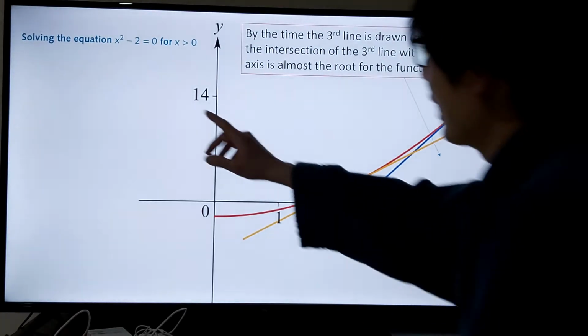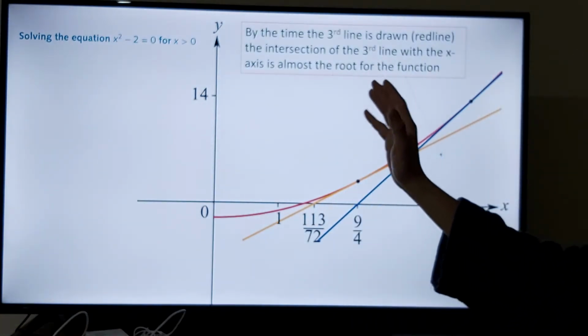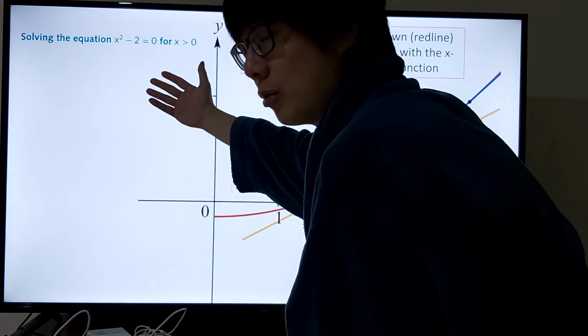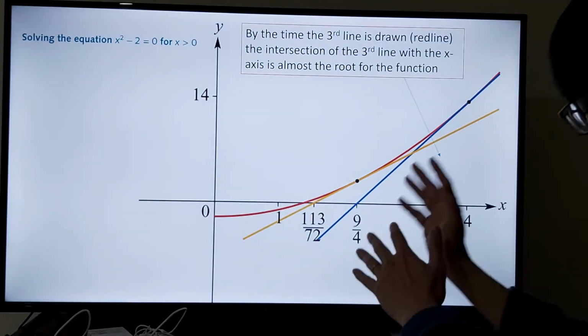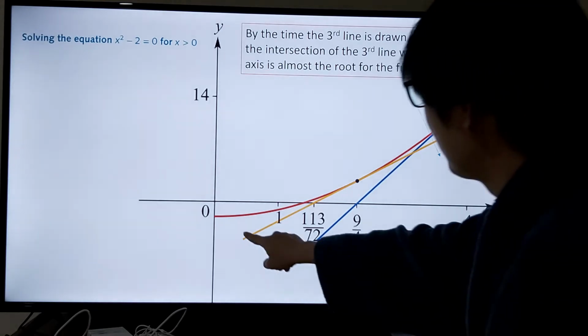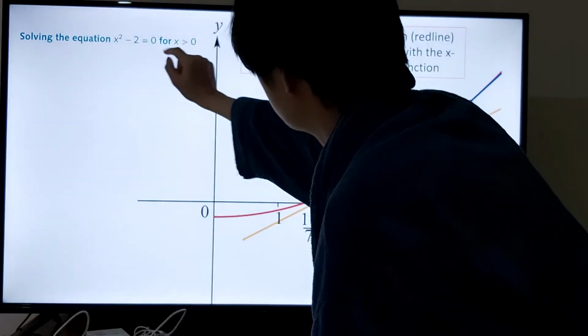We are using x squared minus 2 equals 0 as an example. As you can see, the answer is plus or minus square root 2, right? But with Newton's method, we can get an approximation of this also. This red curve is x squared minus 2.